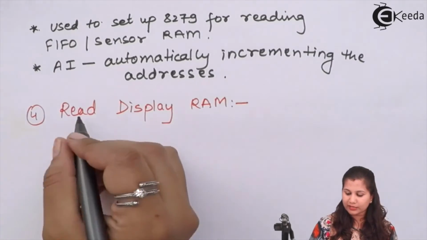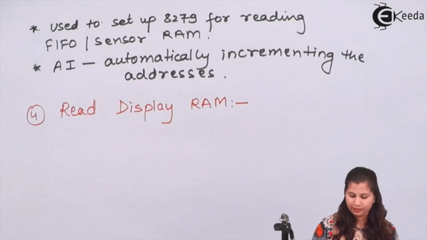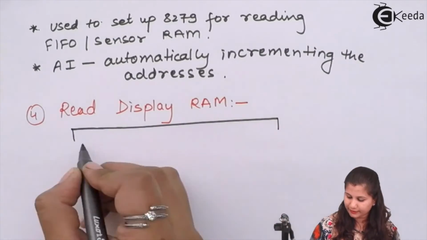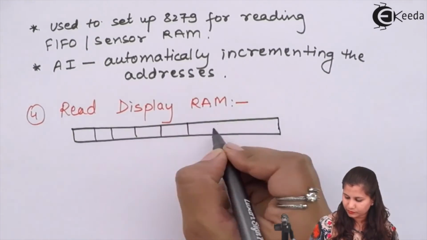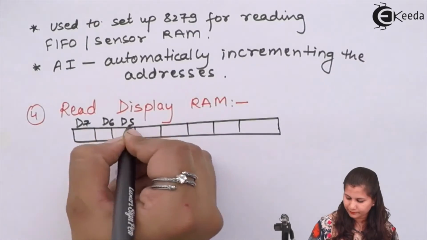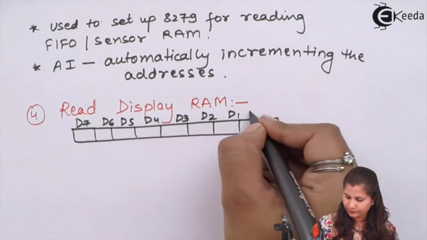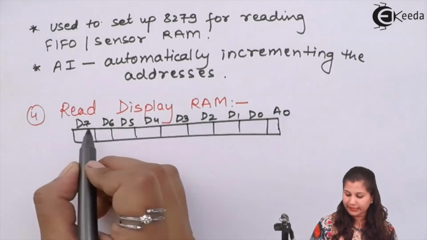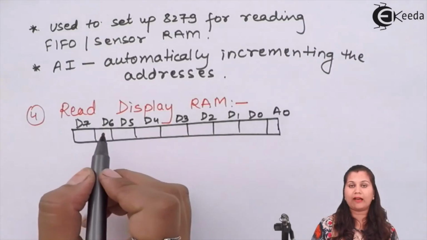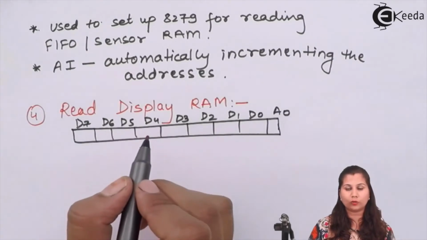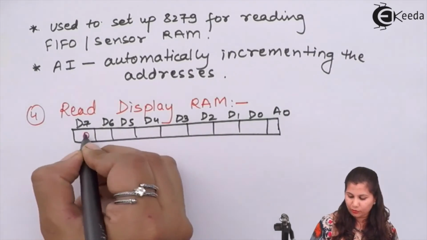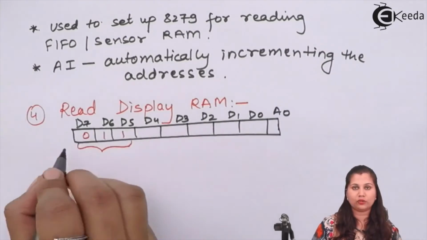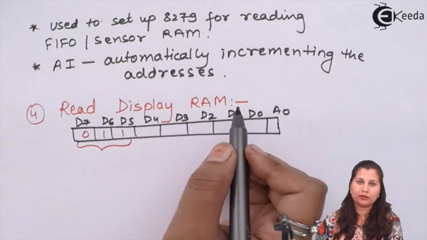So first we will study the read display RAM. The command word for this is again 8 bits. Here we have the values of D7, D6, D5. Earlier we had 0, 1, 0. This time we will have 0, 1, 1. So this is the constant logic 0, 1, 1 for the read display RAM mode.